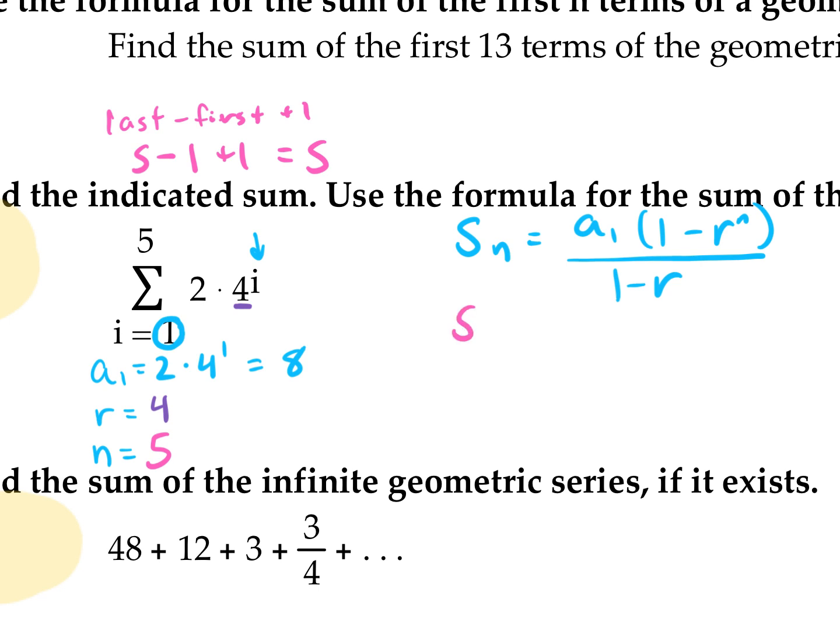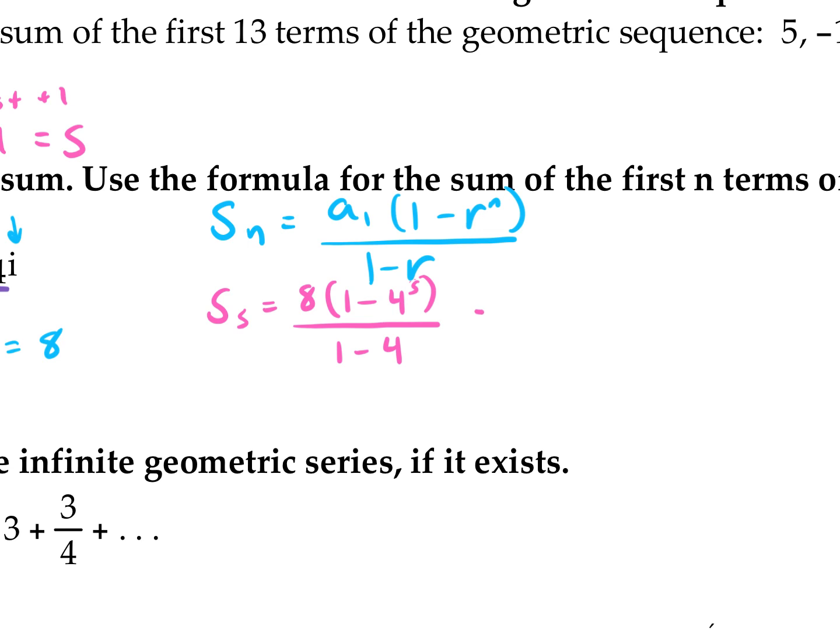So let's plug it into our formula. So the sum of our 5 terms is equal to a sub 1, which is 8, times 1 minus 4 to the power of 5 over 1 minus 4. Sorry, it's the other way around. r is 4. So make sure you follow your order of operations.